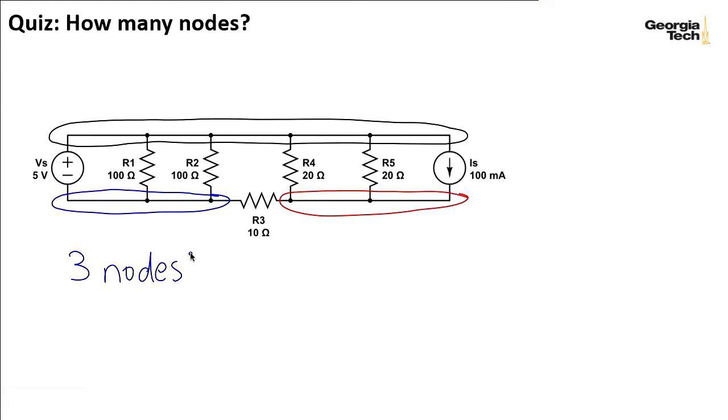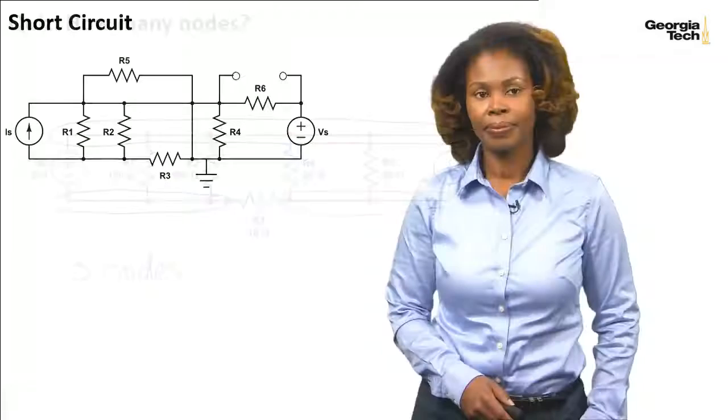And notice that the nodes are different from the junctions. We have places where the wires meet, so several junctions, which are typically represented by these bumps in the circuit diagram, or these little circles. But even though we have multiple junctions, we only have 3 nodes.